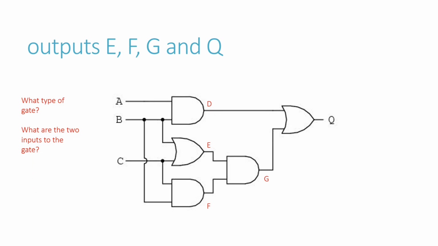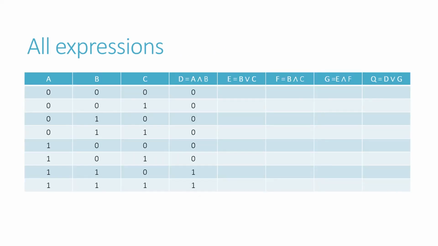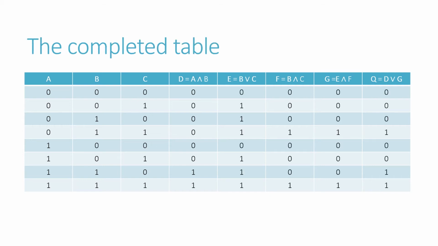Then we'll do the same for E, F and G. What are the gates? What are the inputs to each gate? So writing that all in and completing the values. So that's the method. You've already learned that method. Let's look at some further examples.